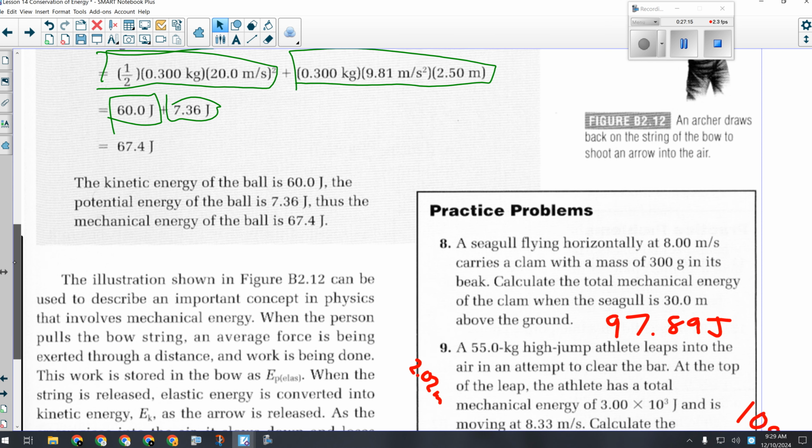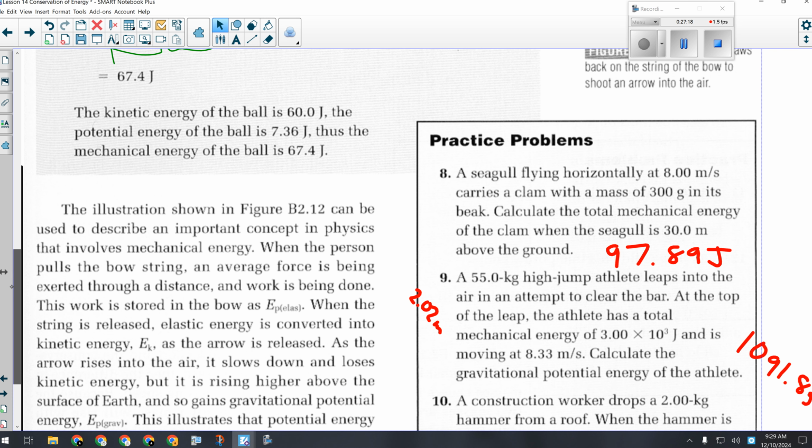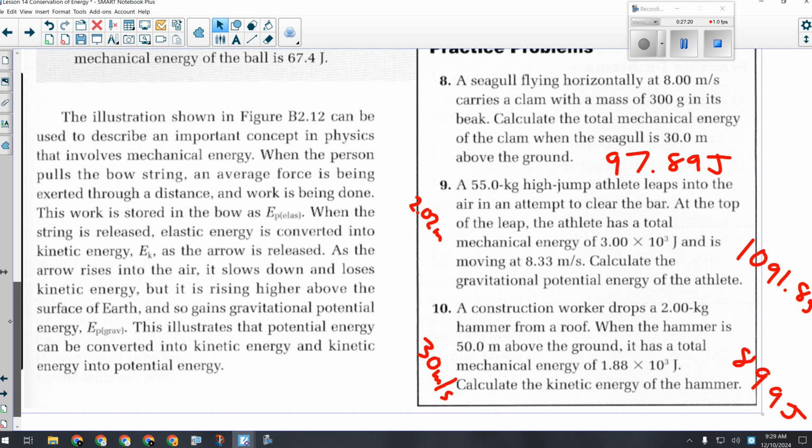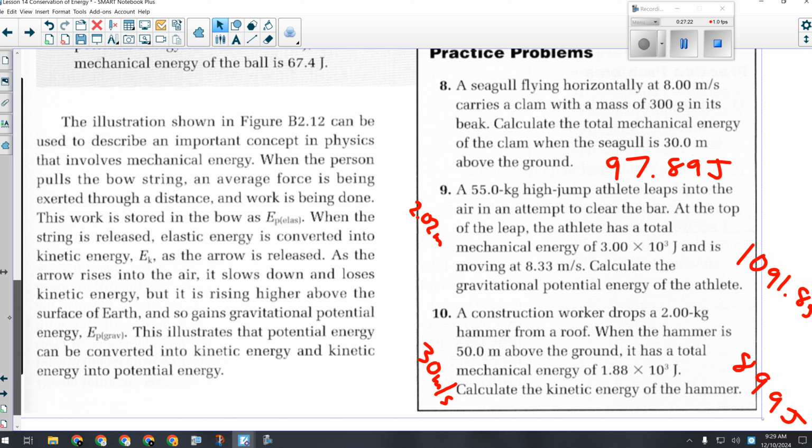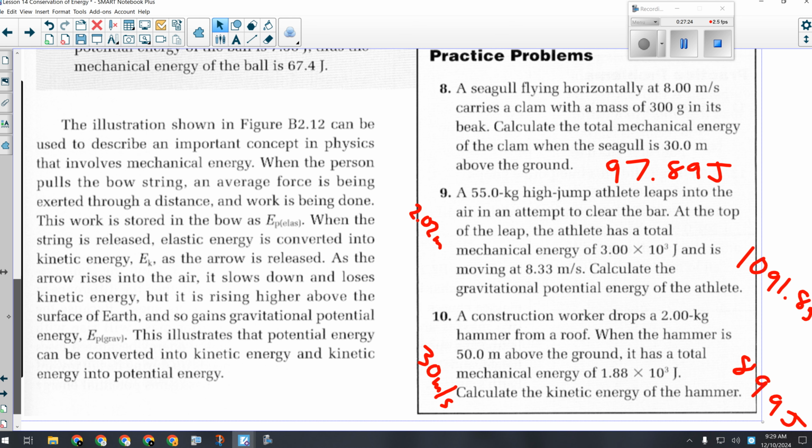I would like you guys to try questions 8, 9, and 10 there. These are the answers here for 8, 9, and 10. These other two numbers over here we're going to talk about after. So I want you guys to try 8, 9, and 10 there, and then we'll walk through them together.